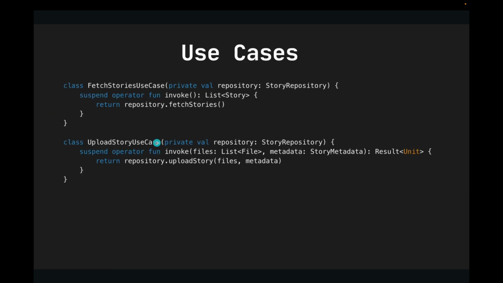Now, these are our use cases. Upload story use case splits videos, enqueues background upload tasks and commits metadata. Fetch stories use case fetches cached stories first and then hits the network. They encapsulate the logic, improving testability and clarity.